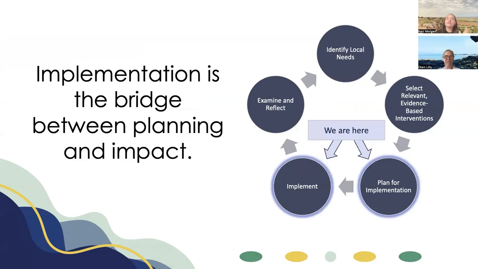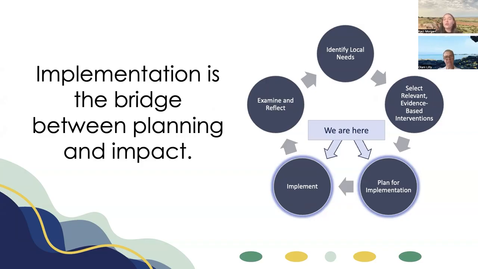So implementation is the bridge between planning and impact. You'll see here that in the continuous improvement cycle, we're kind of in these two areas or straddling these two areas, planning for implementation and implementing. Because when you plan for implementation, obviously, like we said at the beginning, you kind of have to have the end in mind or the next pieces and steps in mind and a vision for that as well.